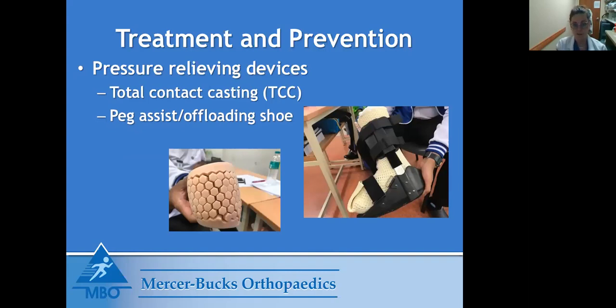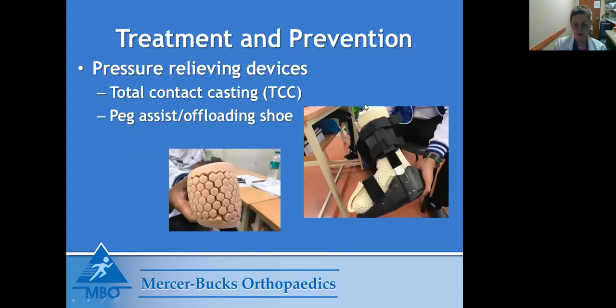What is also essential here is pressure relieving devices. So a lot of these wounds I mentioned are caused by bony prominences, by irritation from shoes. And so I just wanted to mention two assistive devices. Aside from wearing proper fitting shoes, or let's say a wide shoe, if you have a wide foot, if you did have a wound, one wound care modality that we often use is a total contact cast.